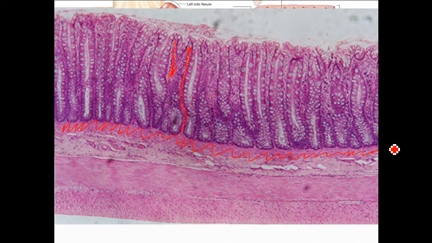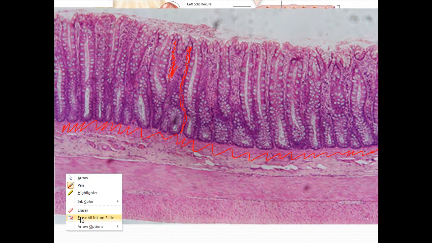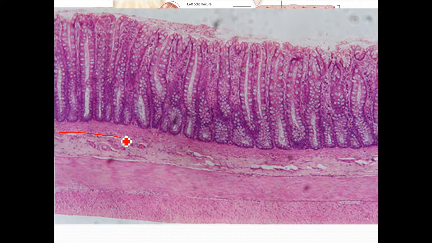Not the submucosa yet, right? Let me take this off so you can see the division. You have the division somewhere around here, right? So what is this here? Yeah, muscularis mucosae. Okay, so making this the mucosa layer. Good. And what is this layer here?